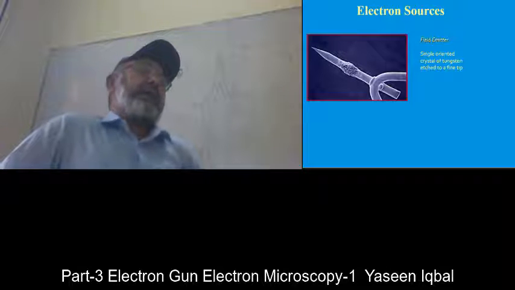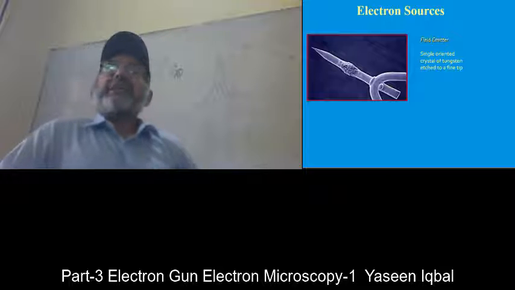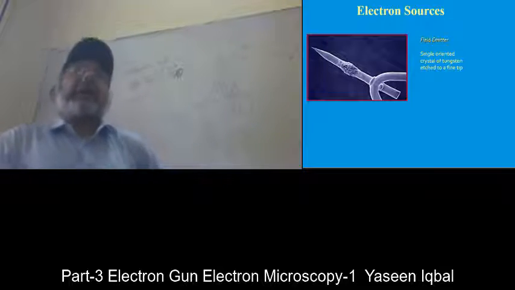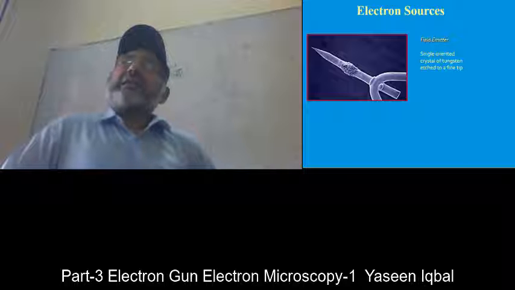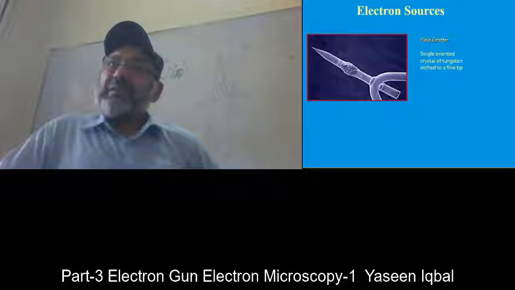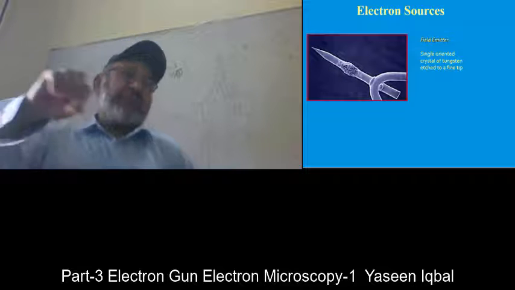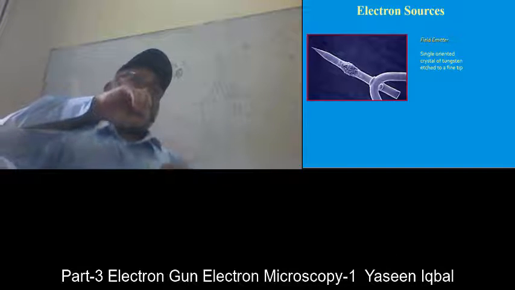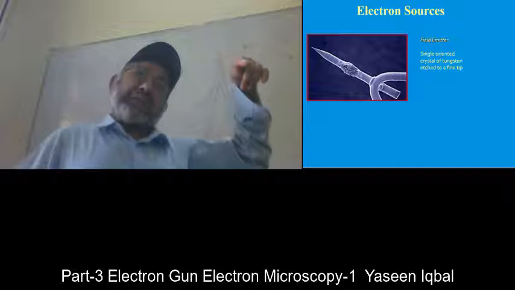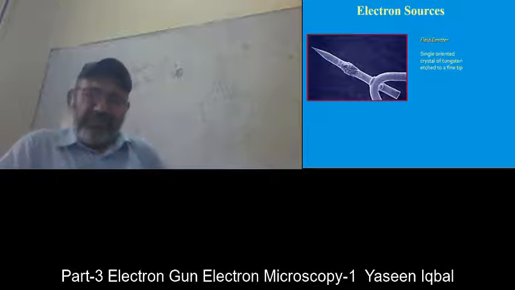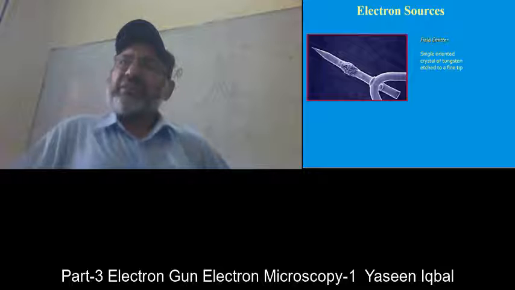Single-oriented crystals of tungsten etched to a fine tip. Etching. Here, etching means that you thin down the tip of the electron gun chemically. Because when you move the tip in chemicals which corrode the surface, which dissolve the surface, you are left with a fine tip. Etching is done chemically as well as thermally.